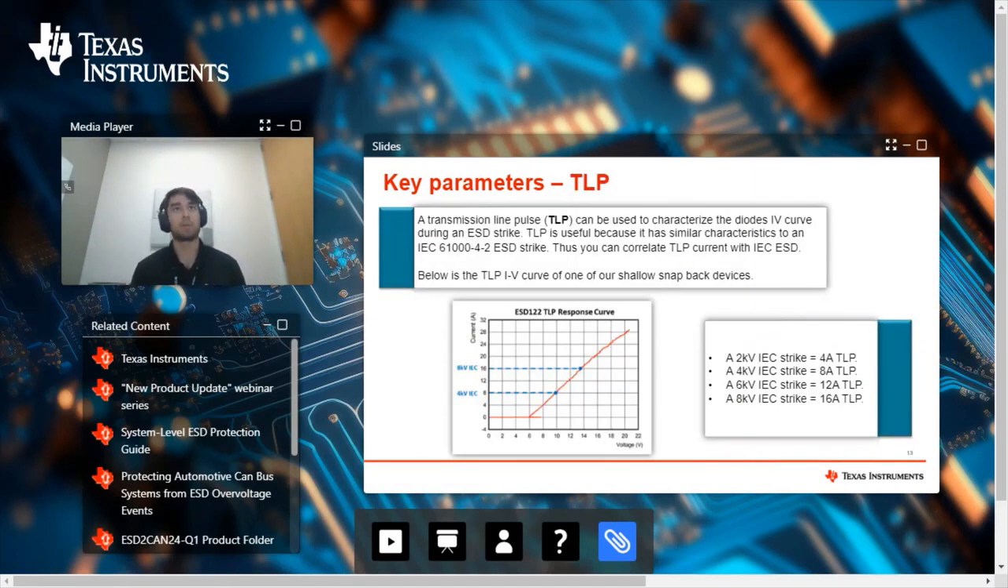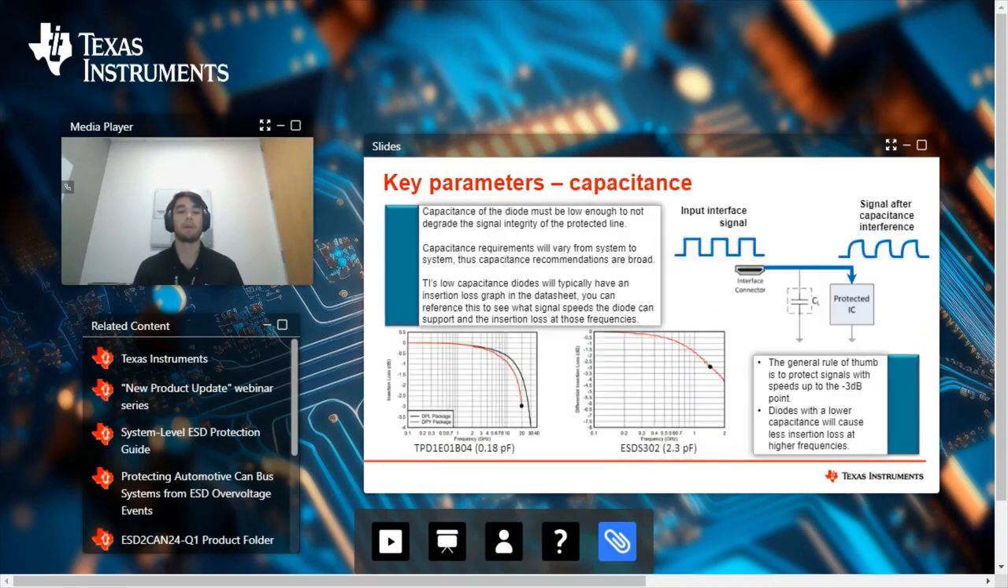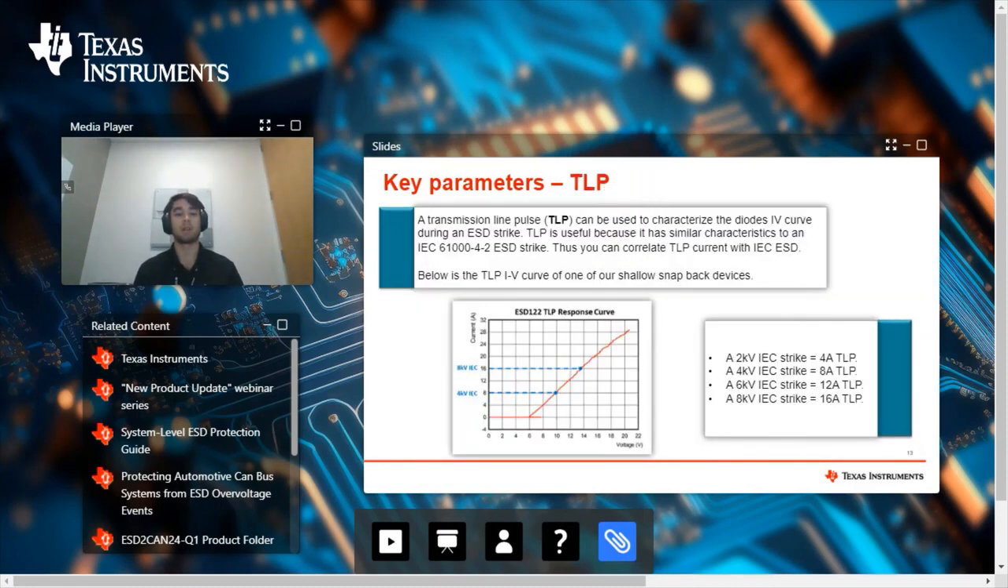Talking about the key parameters for ESD diodes, capacitance. The capacitance of the diode must be low enough to not degrade the signal integrity of the protected line. And this is more of a care-about for high-speed signals. Slower speed data lines and power lines won't require low capacitance diodes. And capacitance requirements will vary from system to system. Thus, capacitance recommendations are broad.